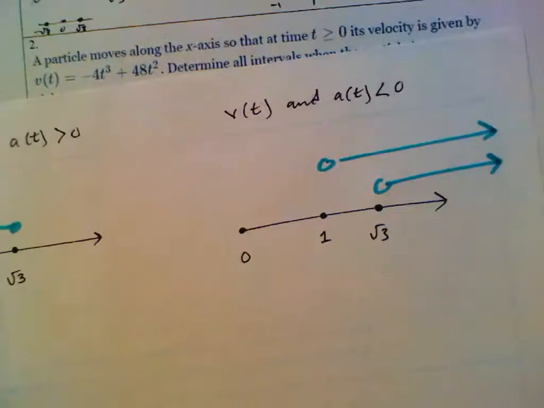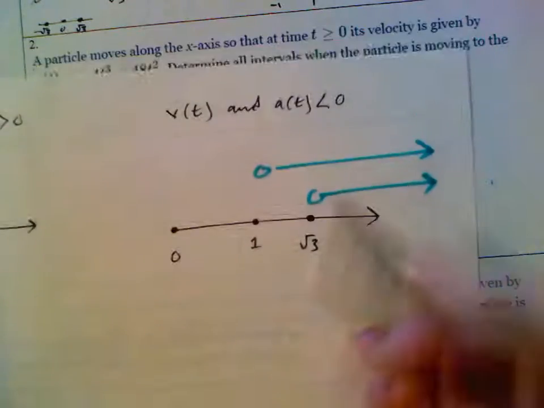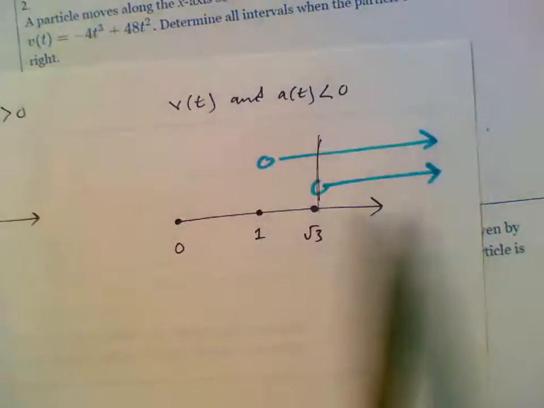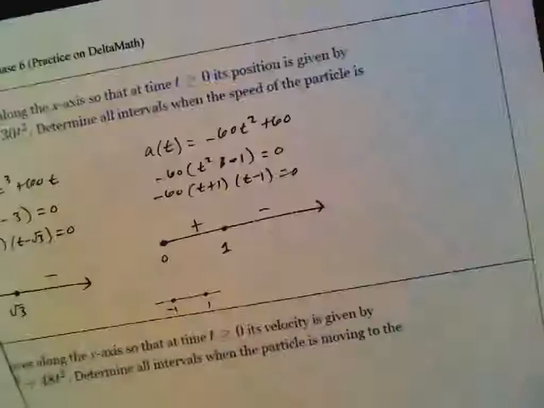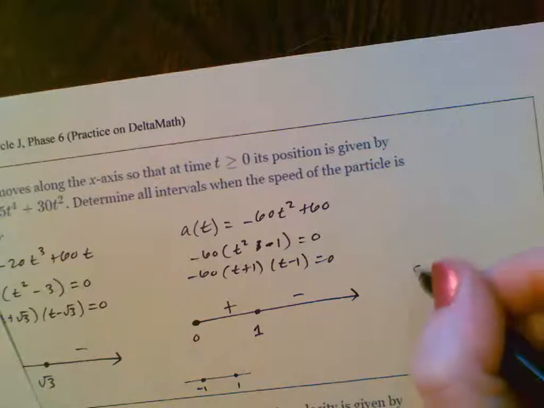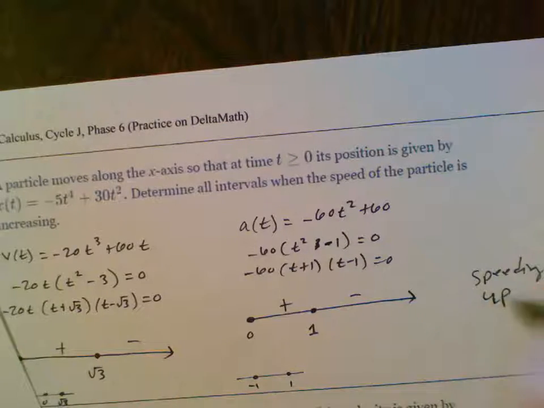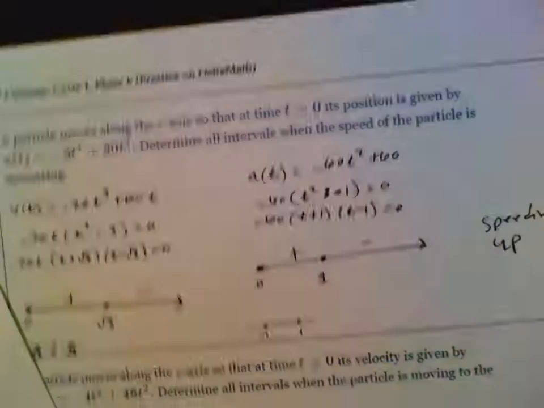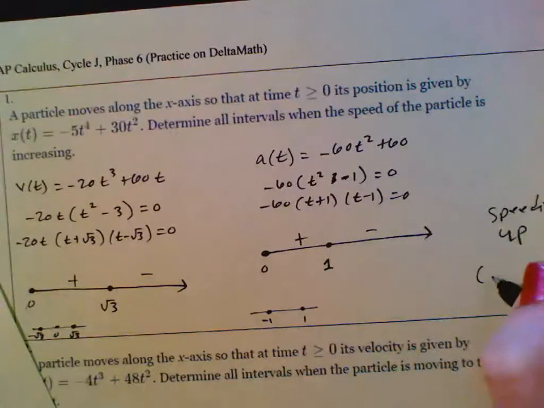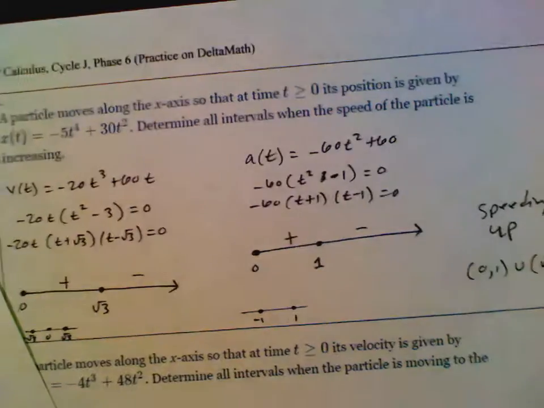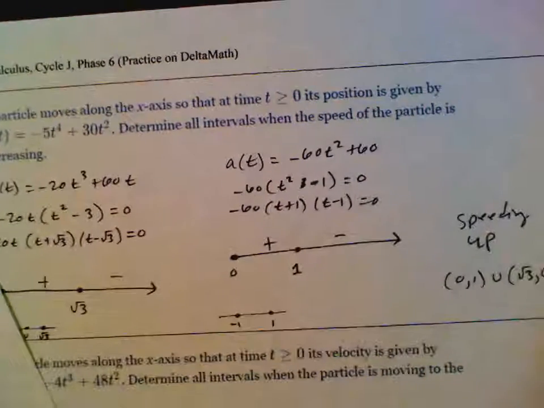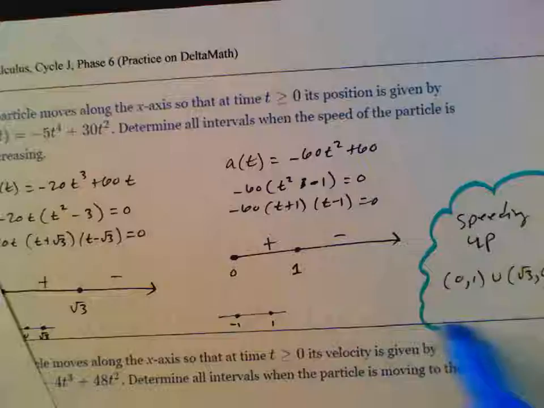Oh, and acceleration is negative there. So we're looking for overlap, so it'd be like beyond that. So the answer is speeding up. Speeding up is the same as the speed is increasing. From 0 to 1, union, radical 3, infinity. And guys, if you don't need the number lines together the way that I do, then good for you.